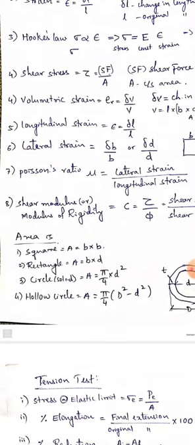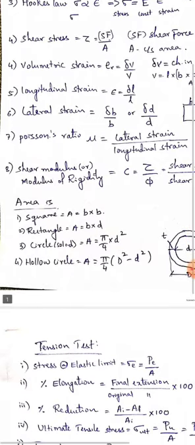And this area is different for different types of cross section. If your member is square, the area should be B into B. If it is a rectangle, area is equal to how much? B into D. If it is a solid circle, A equal to pi by 4 into D square.